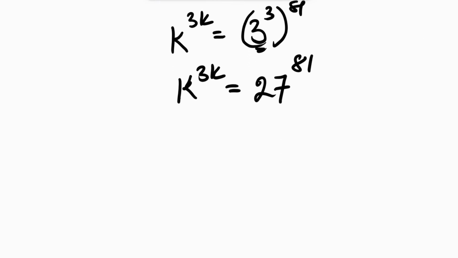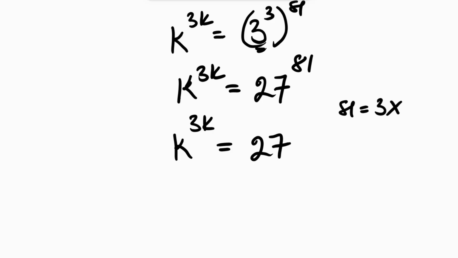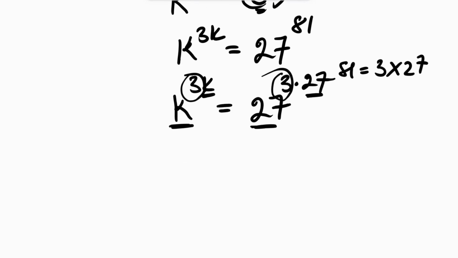Now this is not yet looking like what we have on the left hand side, so we continue our manipulation. We have 27 raised to the power 81, and 81 is the same thing as 3 times 27. So 27 raised to the power 3 times 27. Now, if we look at this, we have 27 at the base and also 27 in the power. We have k at the base, k in the power, and then we have 3. We also have 3. So now our right-hand side is looking like our left-hand side. Therefore, we can see that our k is equal to 27.